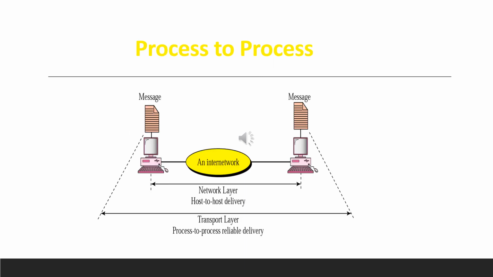Where data link layer is responsible for local delivery because it requires physical addresses, and network layer is responsible for source to destination delivery, then the transport layer is responsible for process to process reliable delivery.